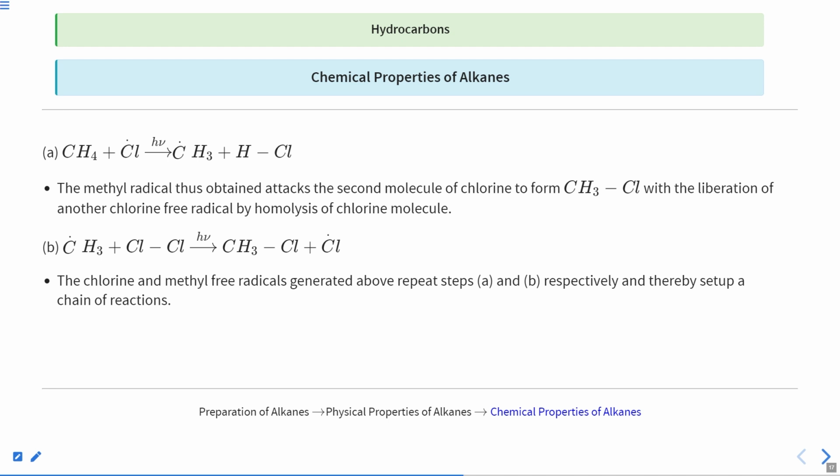So the chlorine and methyl free radicals generated from the above steps A and B now set up a chemical chain reaction. Okay, so you see now that it has become a chain. The CH3 radical that is formed cleaves another Cl-Cl bond, and the Cl radical that is formed cleaves the CH4 bond. So they are catalyzing, or initiating, each other, right? So this initiates a chain reaction. So this is the kind of propagation of the formation of what? Of the formation of the radical.